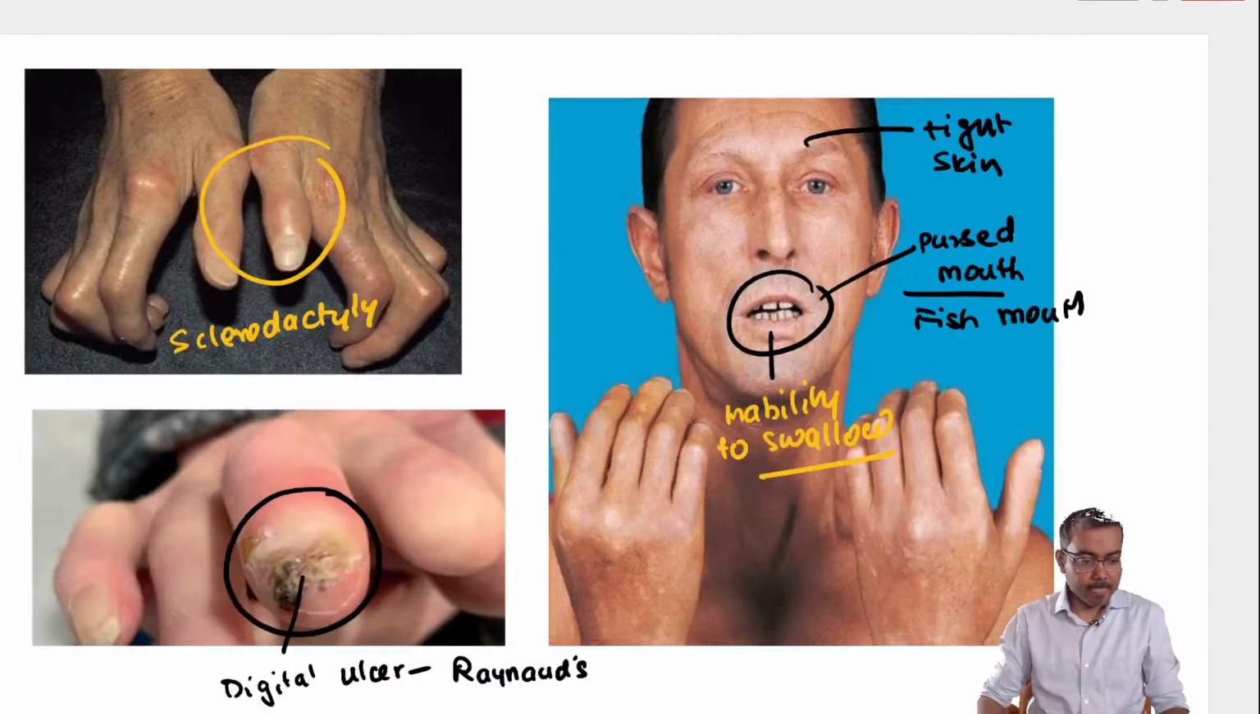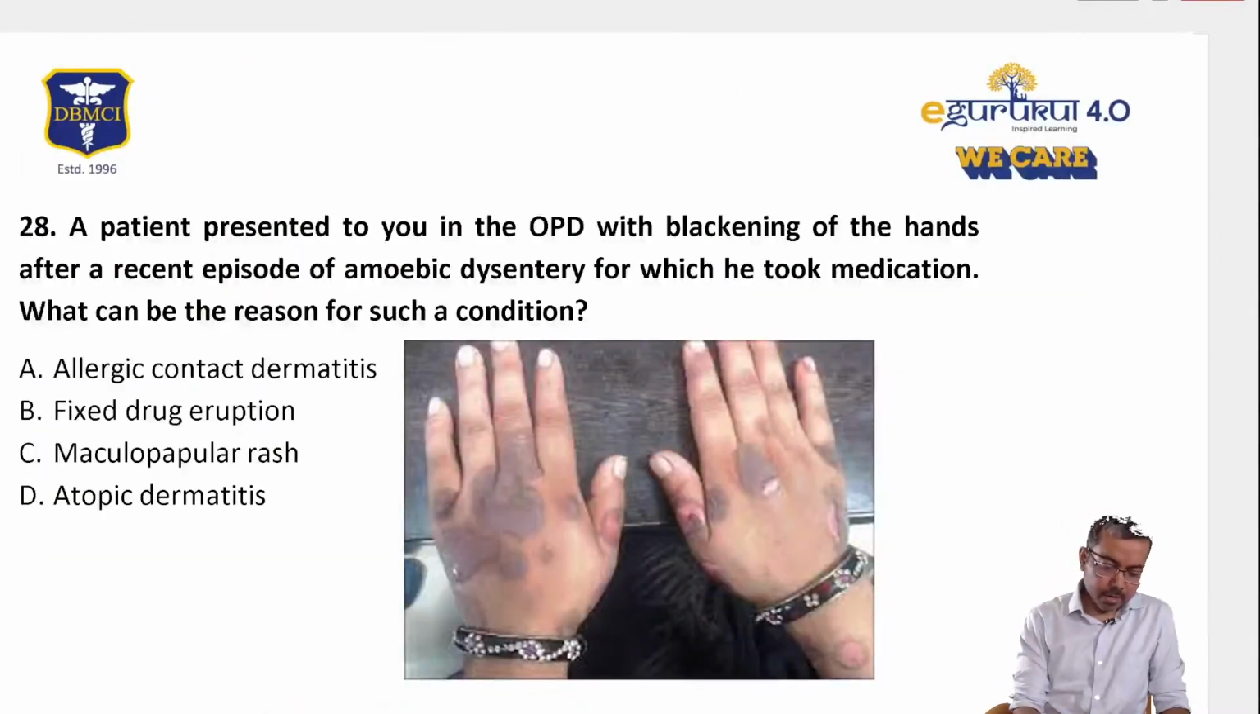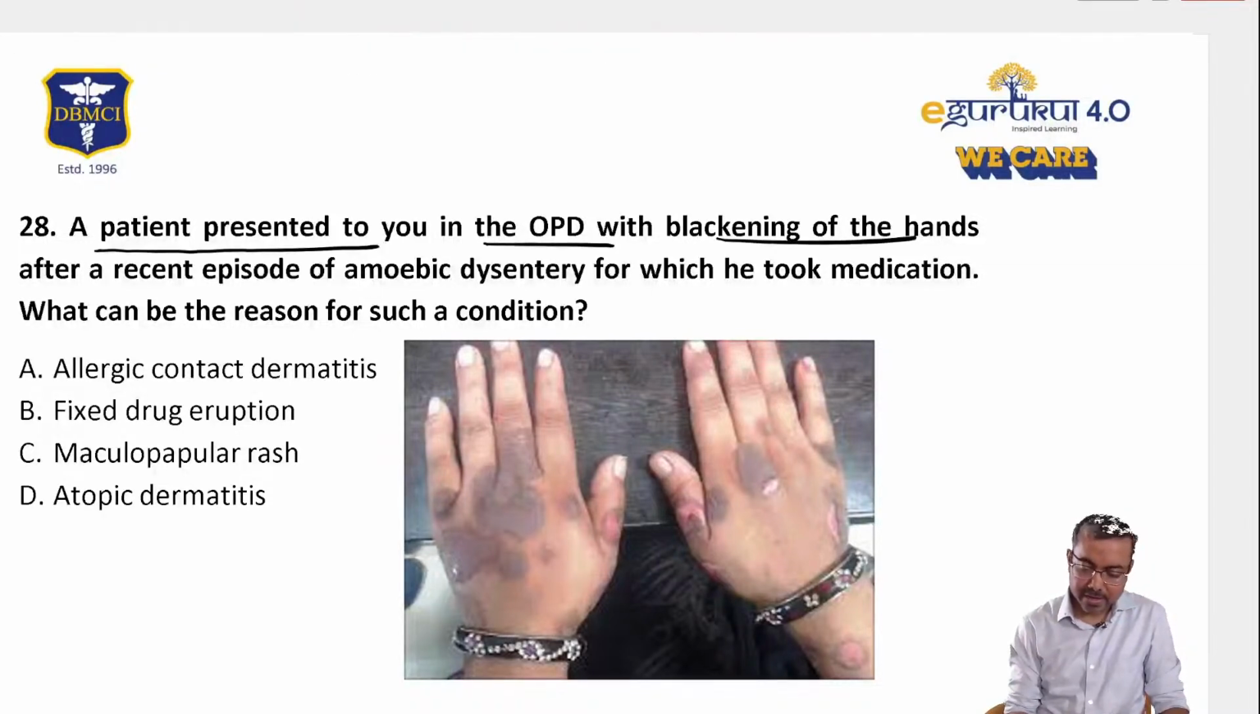Clear? All right. 28. A patient presented to the OPD with blackening of the hands. For amoebic dysentery, they took medication. What would be the reason? It's very typical fixed drug eruption.